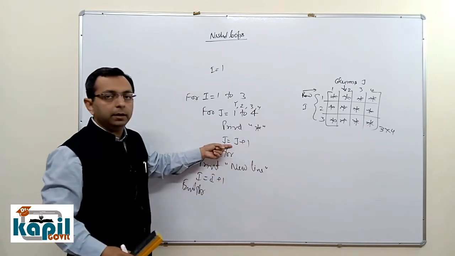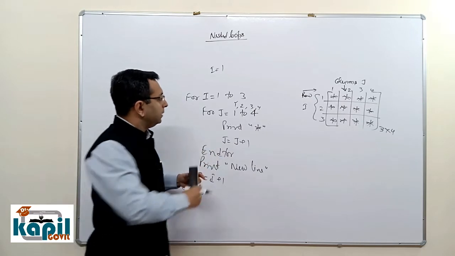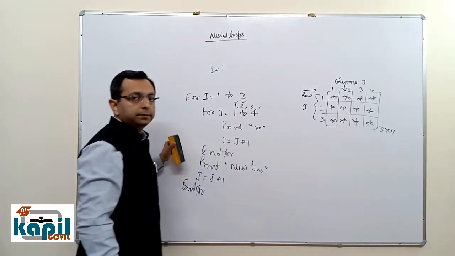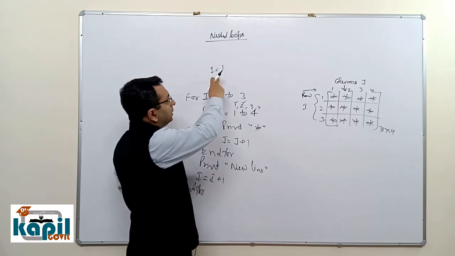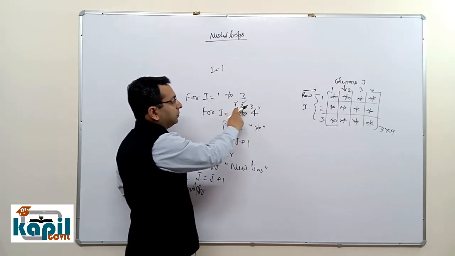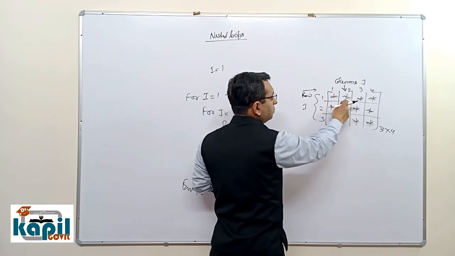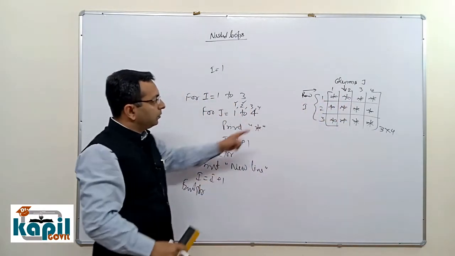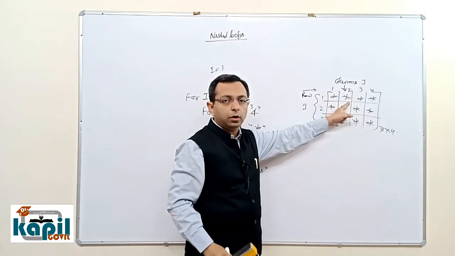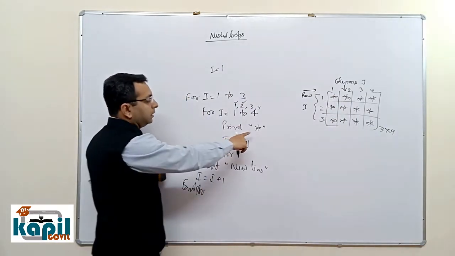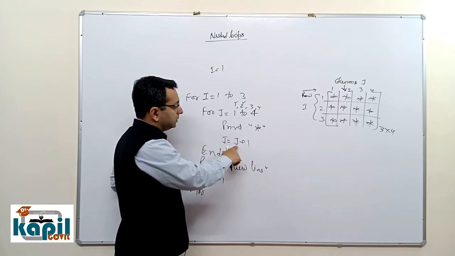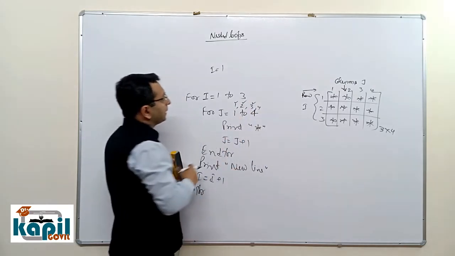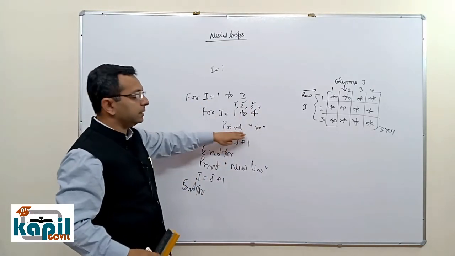Then J will be incremented by 1. So now the value of J will be 2. Here I is 1 and J is 2, so that is the first row and second column. Again a star will be printed. J will be incremented again. J is now 3. Here I is 1 and J is 3.